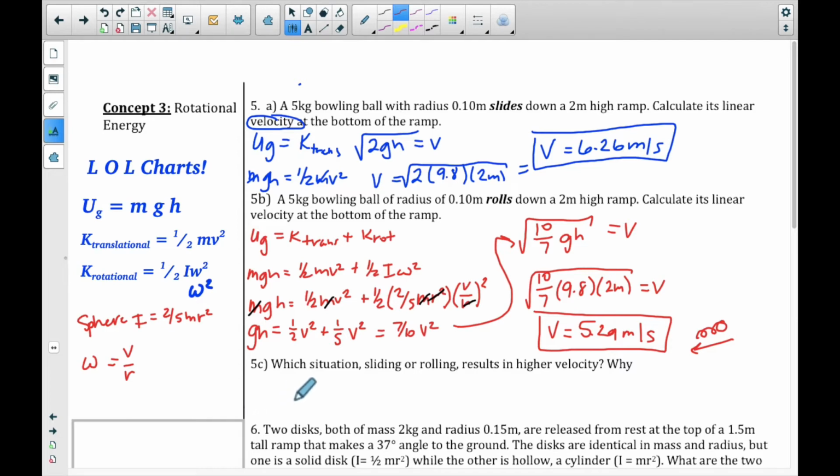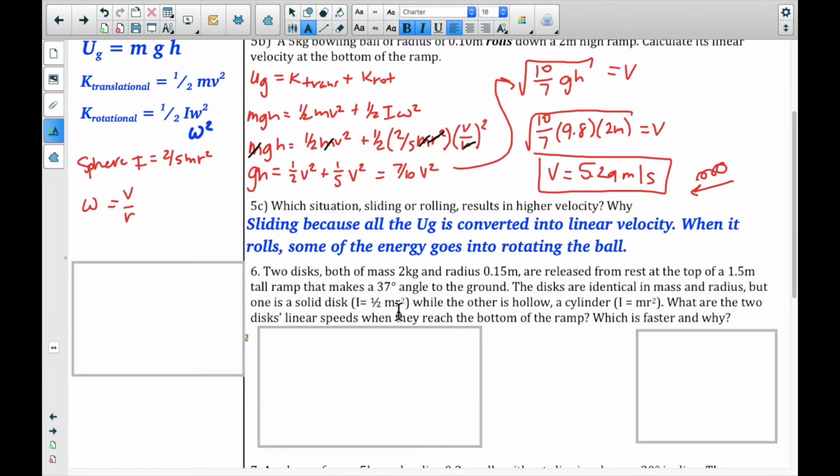5C, in which situation, sliding or rolling, results in a higher velocity and why? Well, let's look at our two calculations. The first one, where it was sliding, had a higher velocity. So sliding, and the reason is because all the potential energy is converted into linear velocity. When it rolls, some of the energy goes into rotating the ball.